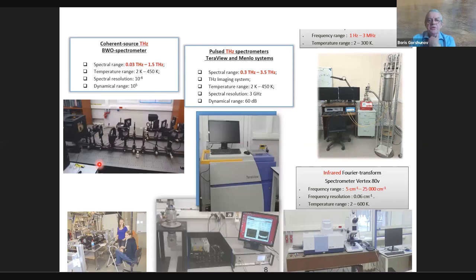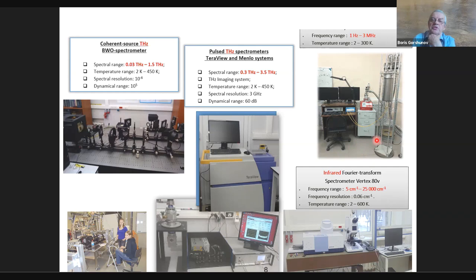So we are doing this spectroscopy in our lab at Moscow Institute of Physics and Technology. These are, very briefly, our spectrometers: the coherent source spectrometer, two time domain spectrometers, the Fourier transform spectrometer, and in addition, we are also using the radio frequency spectrometer, which is shown here.